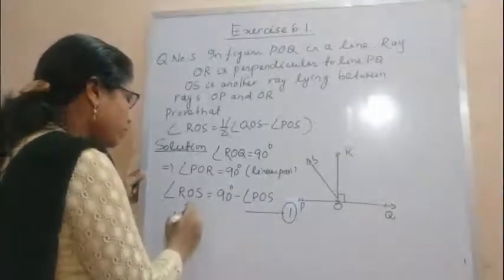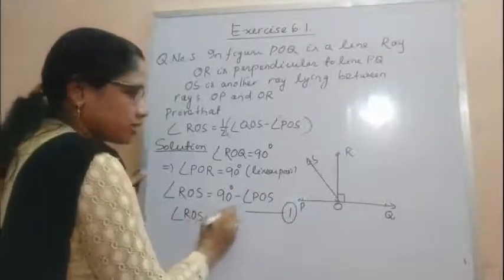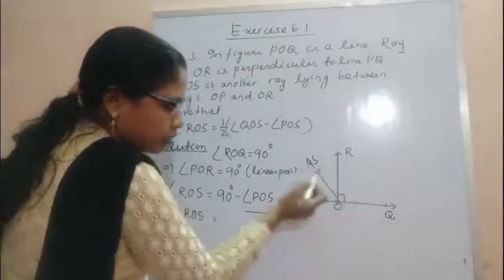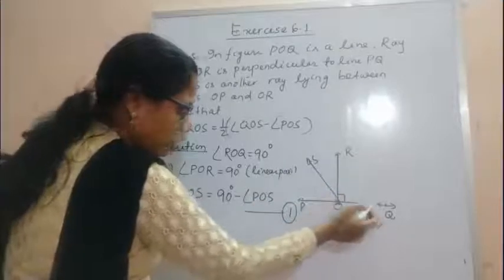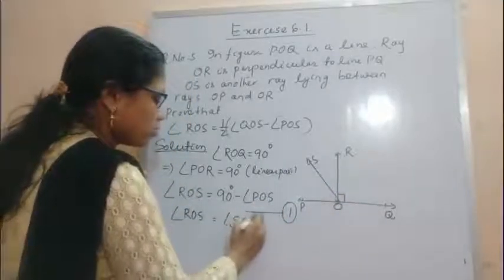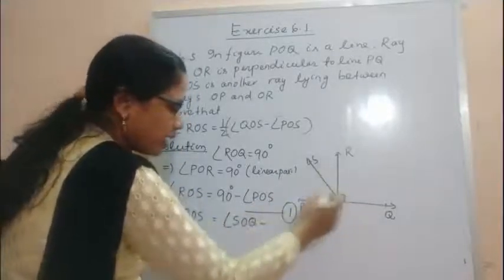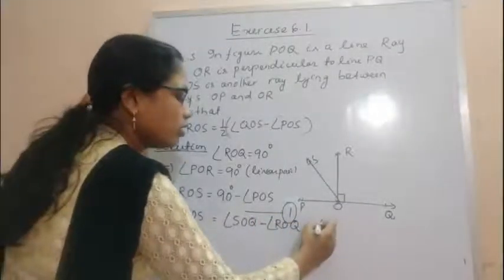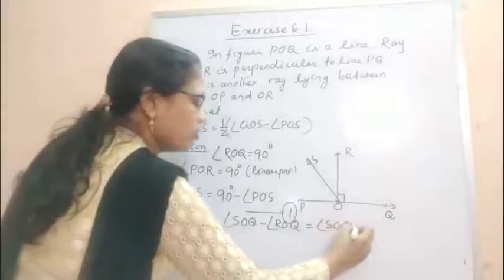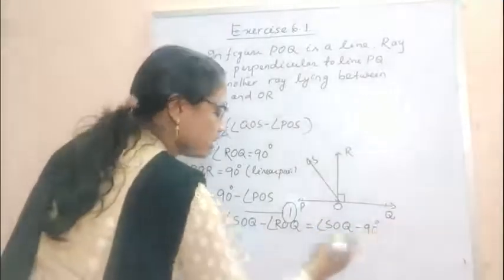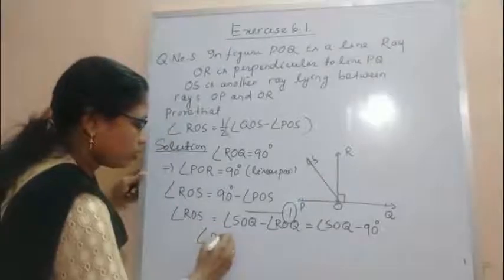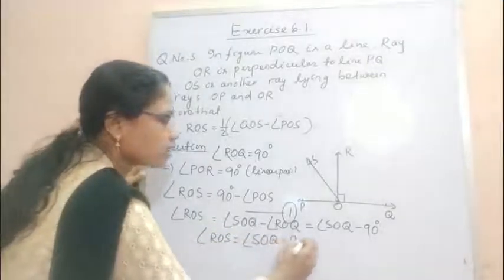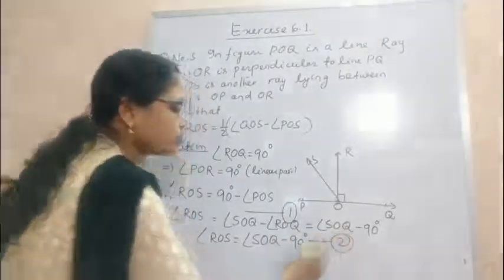Again we can represent angle ROS from this side. So angle ROS is equal to angle SOQ minus angle ROQ. Or this is equal to angle SOQ minus 90 degree. So here angle ROS is equal to angle SOQ minus 90 degree. Let this be equation 2.